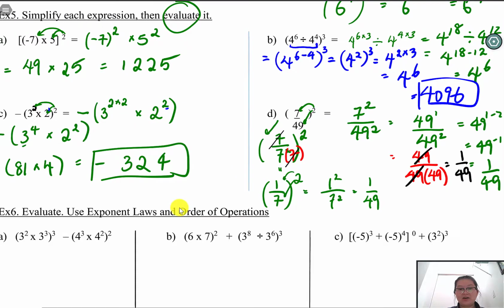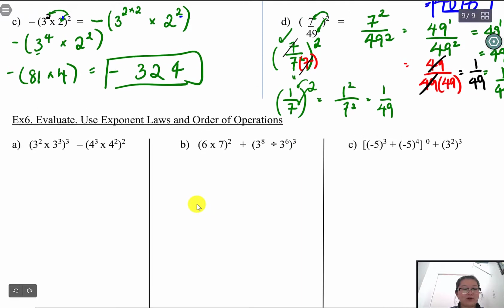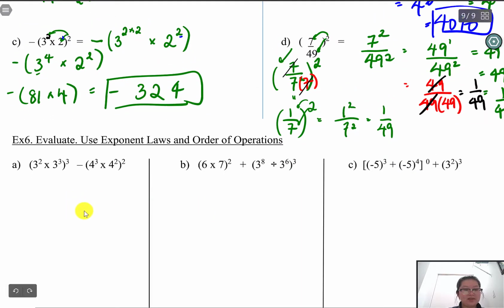Okay, so there you go. That was C and D. Ooh, we have 3 questions left, and that's it. Number 6. In fact, this instruction should have gone in front. You need to use exponent laws and order of operations. You should probably use that first before you punch things into your calculator. So I'll just do A, and you can do B and C.